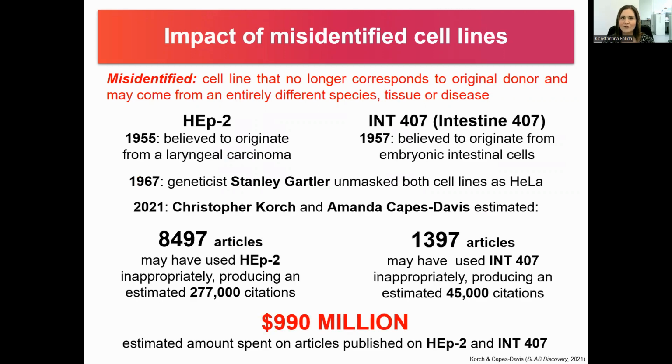The tremendous damage of the use of misidentified cell lines in biomedical research has been shown exemplarily by a study from Korch and Capes Davis. It was estimated that almost billions of research dollars have been spent on studies using two commonly misidentified cell lines, while at the same time, data based on misidentified cell lines could misguide and delay therapy development, resulting in missed opportunities to improve human health.